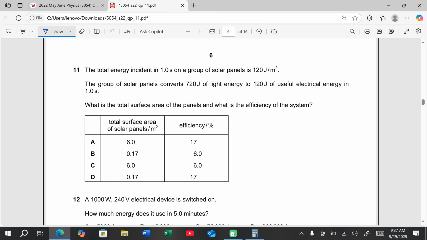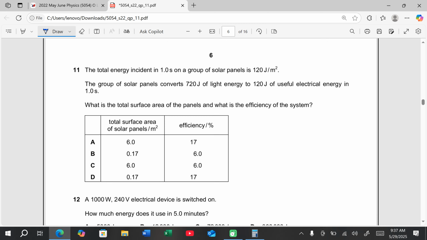The total energy incident in 1 second on a group of solar panels is this. A group of solar panels converts this much energy into light energy and 120 joules of useful energy. What is the total surface area of the panel? What is the efficiency of the system?